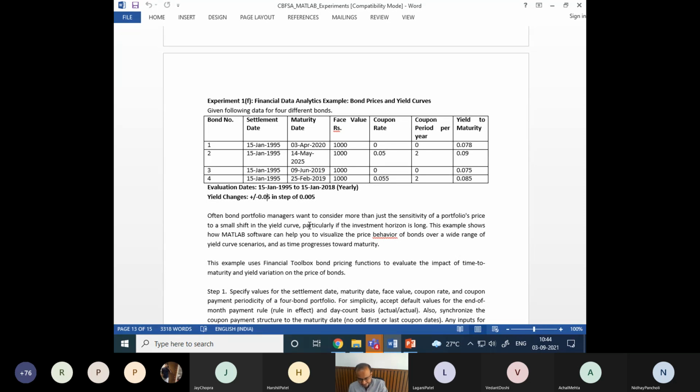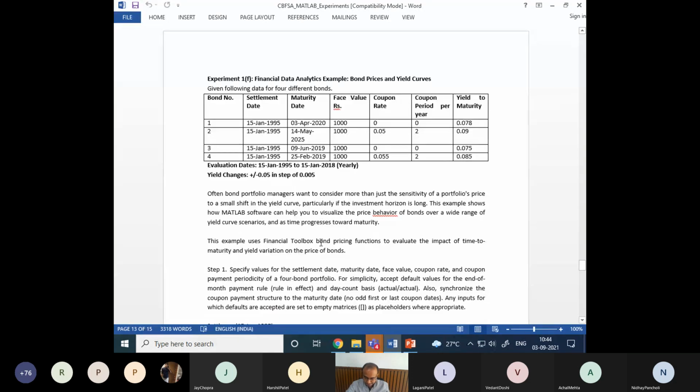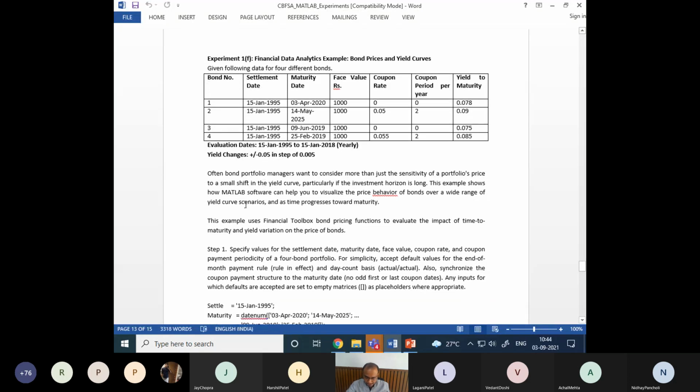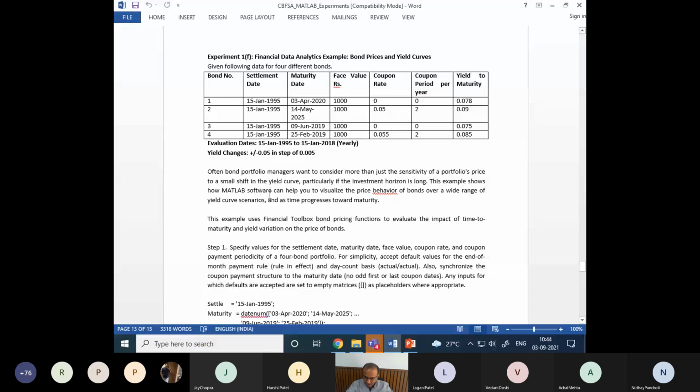I have 24 years. So for each year on this date, I have to generate the bond yield curve if my yield is fluctuating like this, right? So how is my bond price changing? That's what my aim is. I hope you got the aim of this experiment. And this is required to study the bond yield curve.